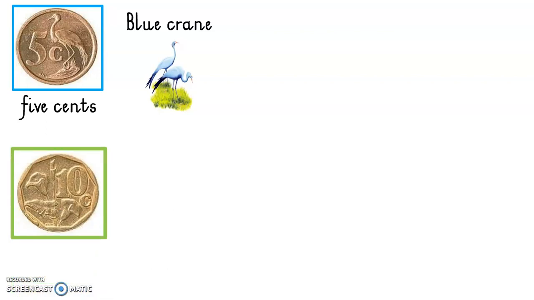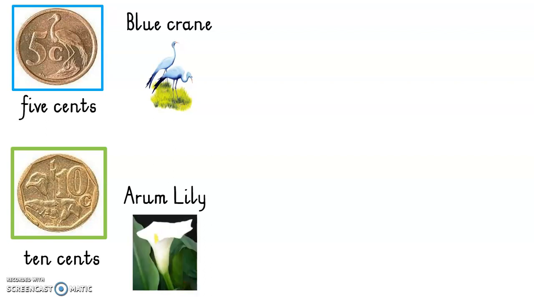The next one we're looking at is a 10-cent coin. A 10-cent coin is in real life much smaller than a 5-cent coin. The color is gold, but not real gold. And it's written like this, 10 cents, if you had to write it as a number name. The flower on it is called an arum lily. It is a beautiful white flower with a yellow center. You might have seen it in your garden or in the park or maybe even at school.